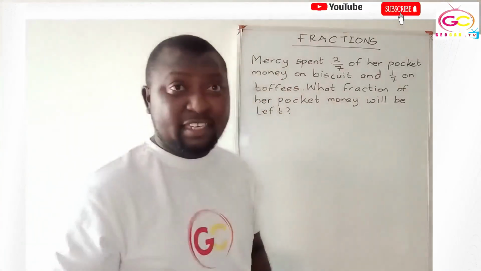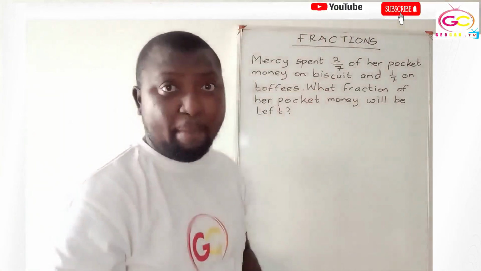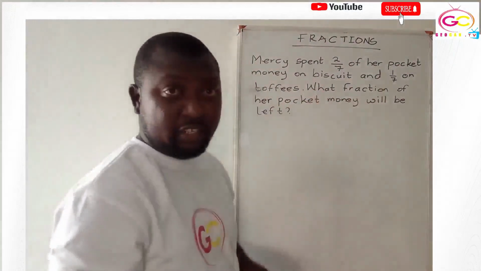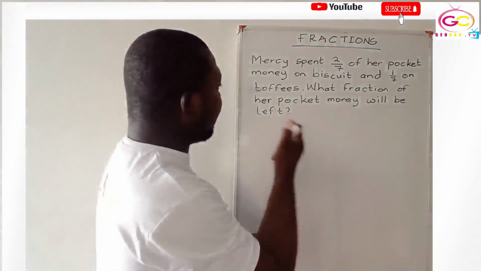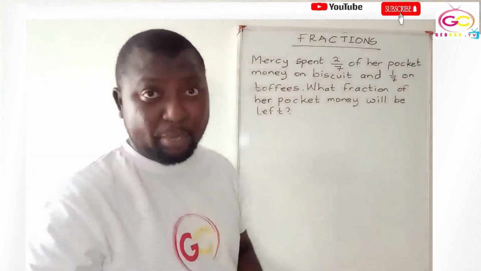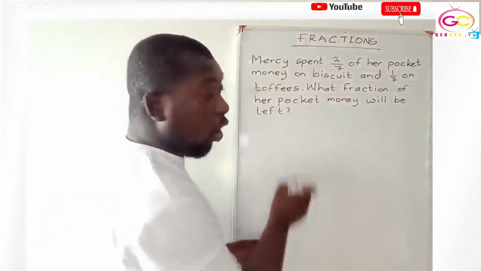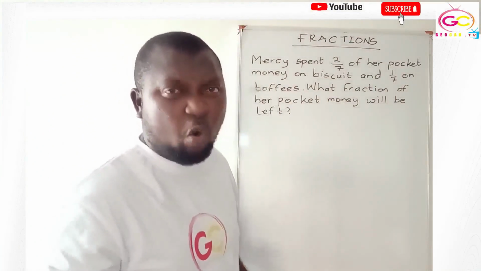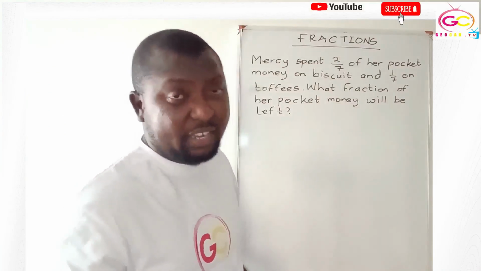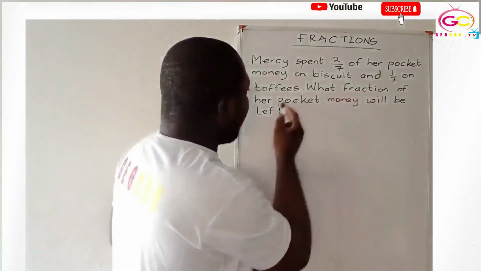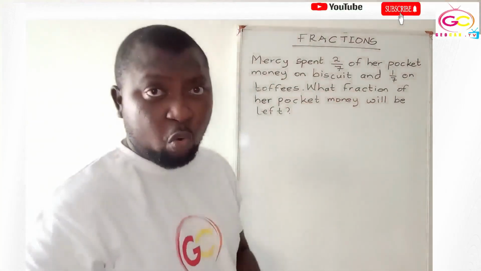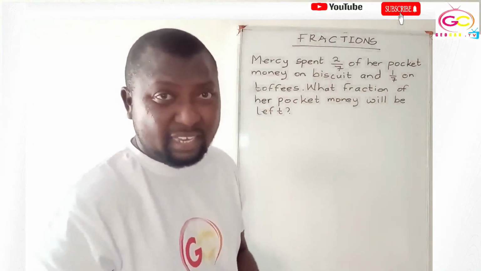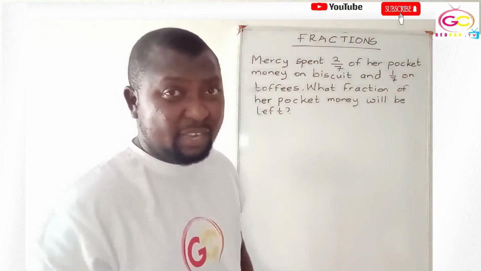Now, Mercy spends 2/7 of her pocket money on biscuits and 1/7 on toffees. What fraction of her pocket money will be left? It's so critical to always determine what the question is seeking or asking for. The question is seeking the fraction of her pocket money that will be left, right?